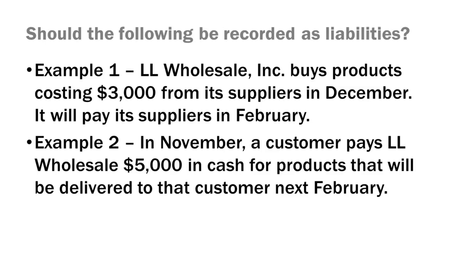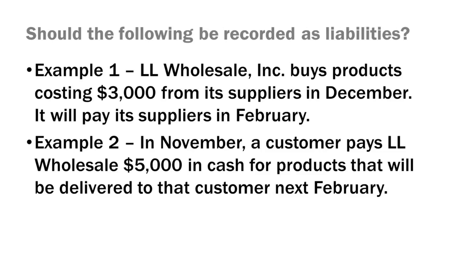Example number 2, in November, a customer pays LL Wholesale $5,000 in cash for products that will be delivered in February. Is a future payment probable? Yes, in February, the company will have to deliver products to the customer. Is the amount of the obligation reasonably estimable? Yes, $5,000. Has the event that's caused the obligation already occurred? Yes, the customer paid $5,000 in cash to LL Wholesale. All three criteria are met, so we would record a $5,000 liability.